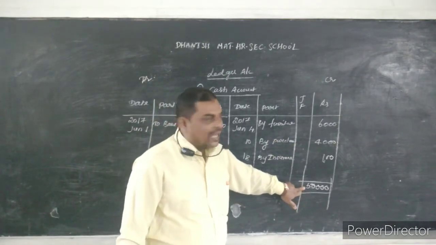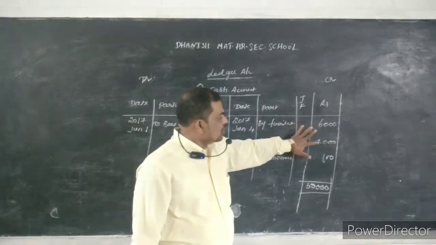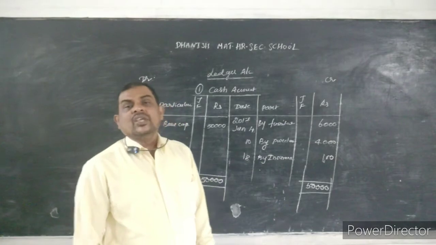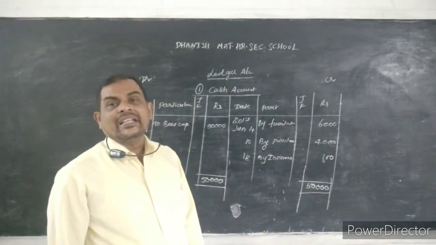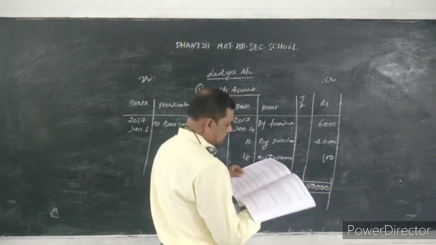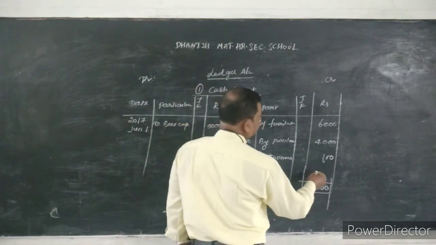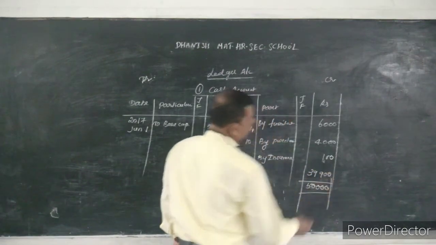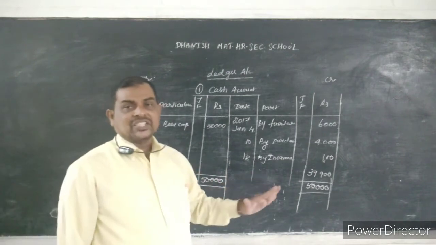From this 50,000, we have to deduct all the available items: 6,000, 4,000 and 100. That means 10,100. From the 50,000, you deduct the 10,100. Then you get the balancing figure. Total 50,000 minus 10,100 is 39,900. That is called what? Balance, the closing balance.